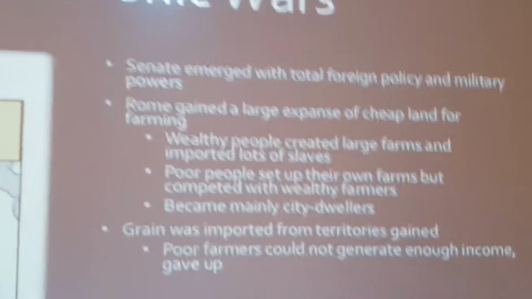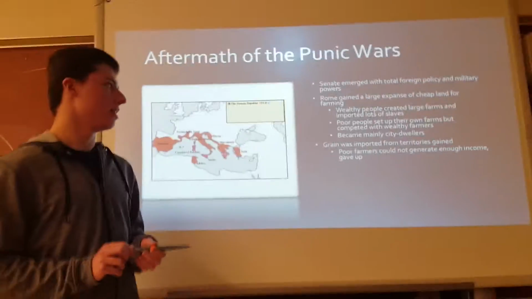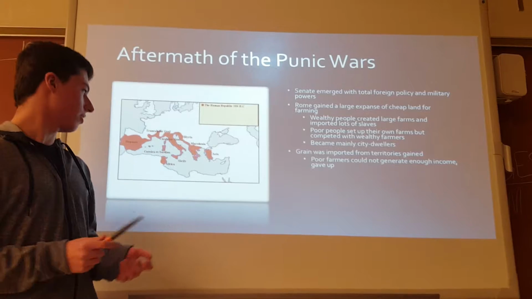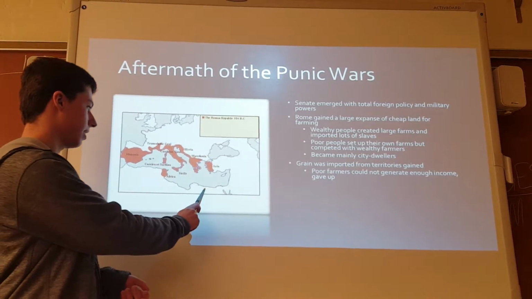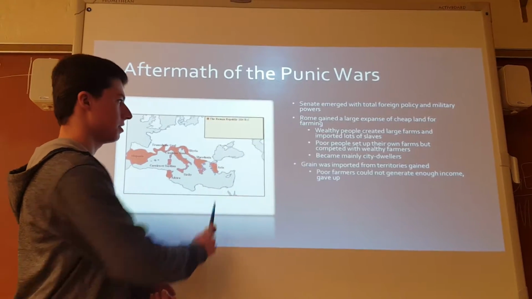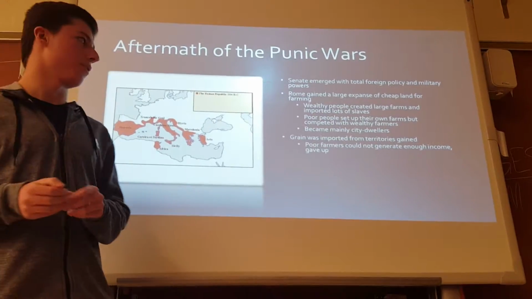So the Punic Wars really set the stage for the end of the Republic. The Senate emerged with total foreign policy and military powers as a result of the war, and Rome basically conquered all of Carthage, which would eventually expand to here, and I will stop here because Egypt's still Egypt, and it got a lot of cheap land for farming.